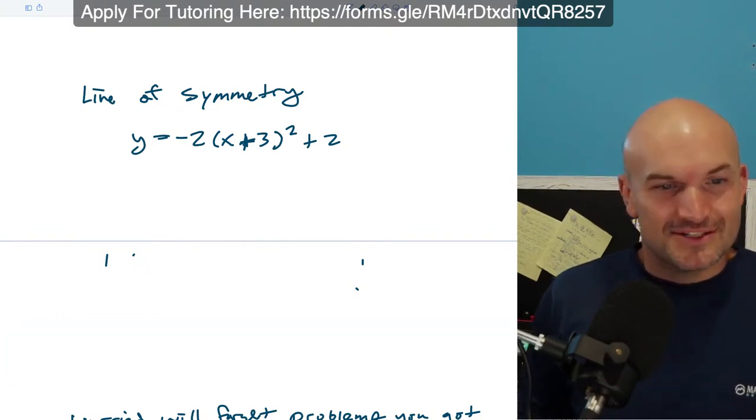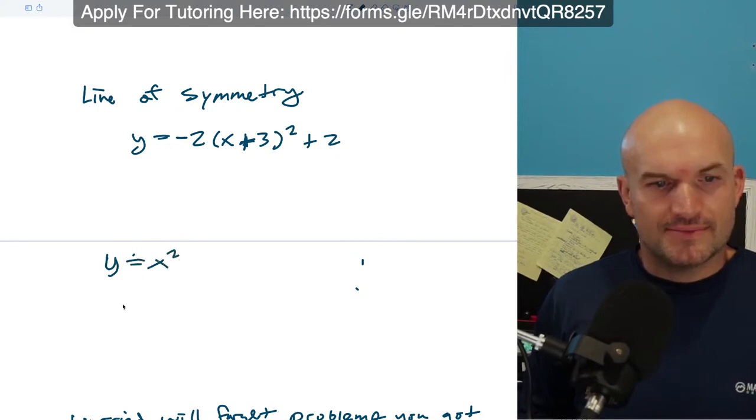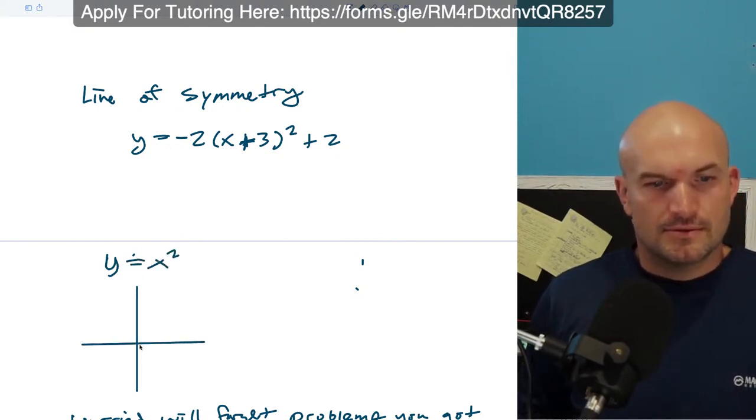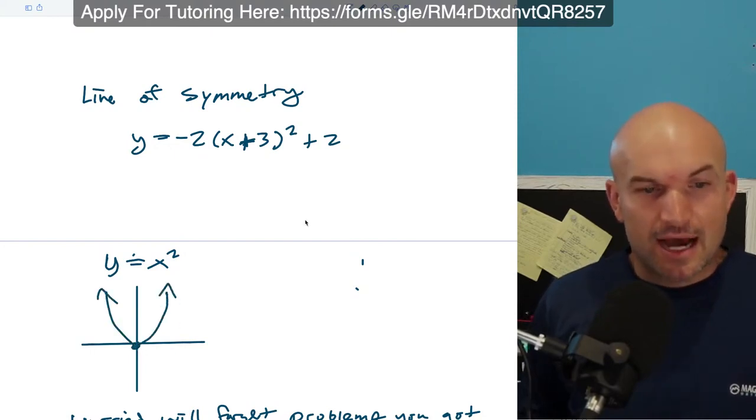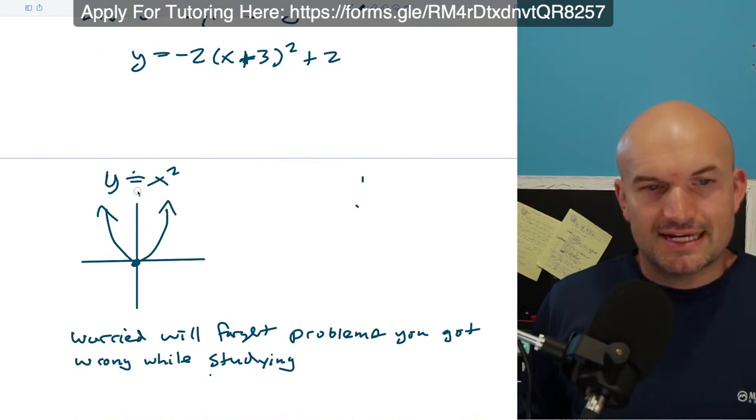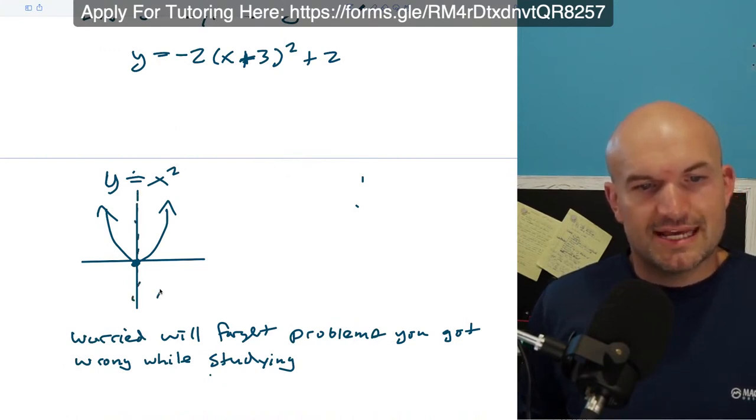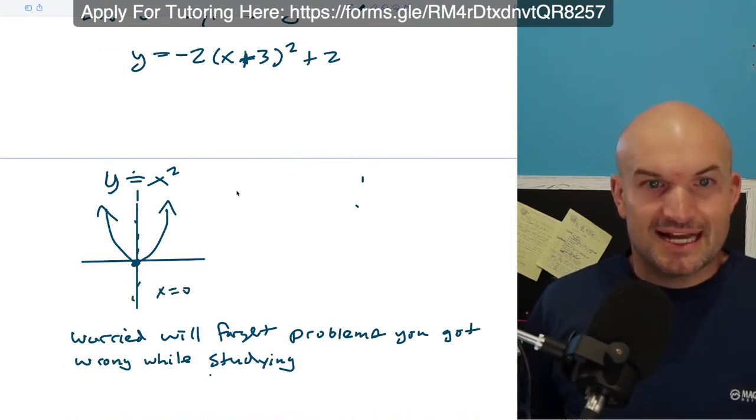So in this case, we have y equals x squared. Okay, so that graph is going to look something like this. Okay, now what is the axis of symmetry? So in this case, the axis of symmetry is at x equals 0. Okay, that is the axis of symmetry.